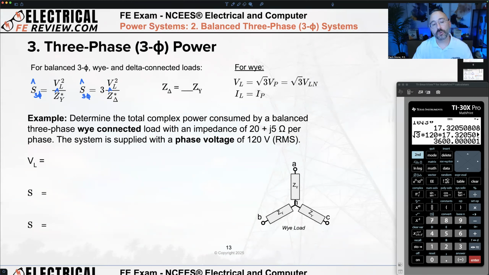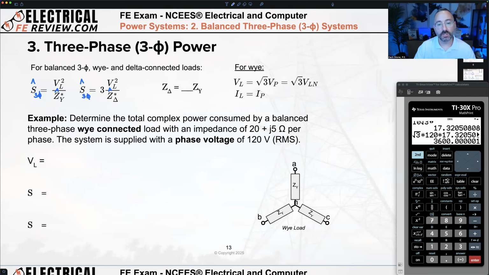Which one of these can I use for a Y load? Which one of these can I use for a delta load? How about this? The one on the left, can I use that for a Y load or a delta load? The one on the left, I can use that for a Y load. How do we know? I got the Y impedance on the bottom. The one on the right, I can only use this for a delta load because I've got a delta impedance on the bottom.